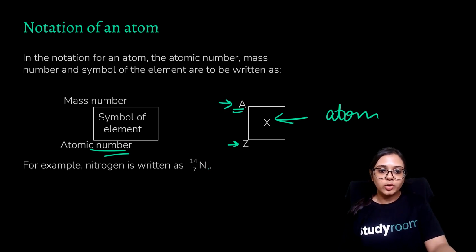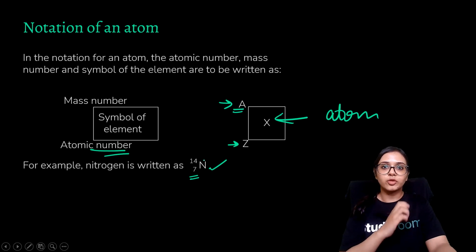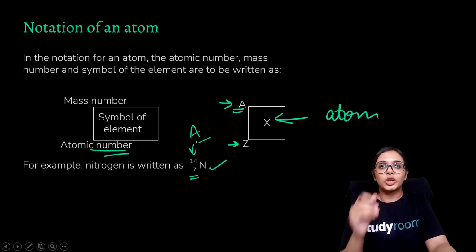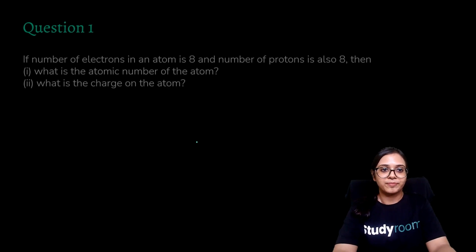For example, nitrogen. The atomic number of nitrogen is 7, so we write 7 here at the bottom left of the letter N, and towards the upper side we write 14, that is our mass number. That is how the notation of an atom is done.